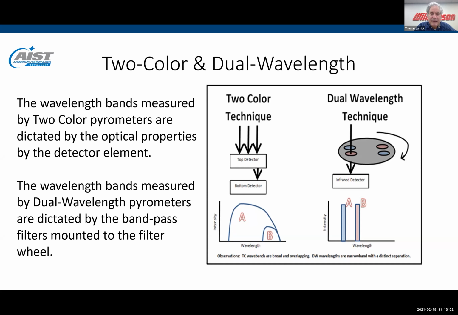For the dual wavelength technique, the pyrometer includes a spinning filter wheel. And the filter wheel will have wavelength pairs, filter pairs on it that determine the wavelength of measurement. And so the big difference here is that with a dual wavelength technology, if you need to view through something that is transparent at some wavelengths and less transparent or non-transparent at others, like water, for example, or steam, then you can choose two wavelengths that view through water and steam equally well by selecting that dual wavelength technique. Whereas with the two-color technique, you have to use the wavelengths that are coincident with the optical properties of the detector element. The other difference is that there's no separation between the two wavelengths of measurement for the two-color technique, whereas with the dual wavelength technique, the two wavebands have a distinct separation.